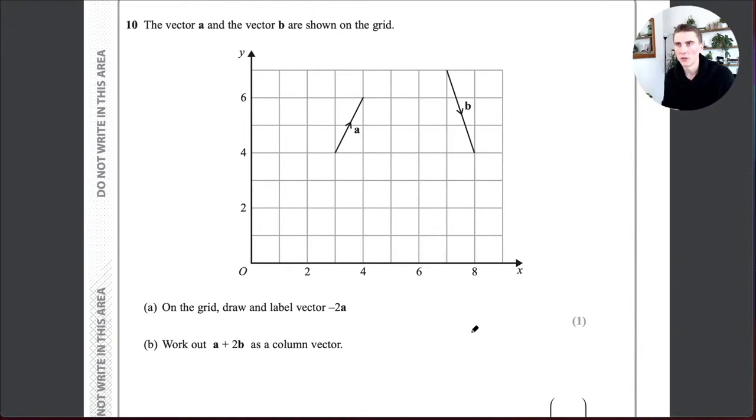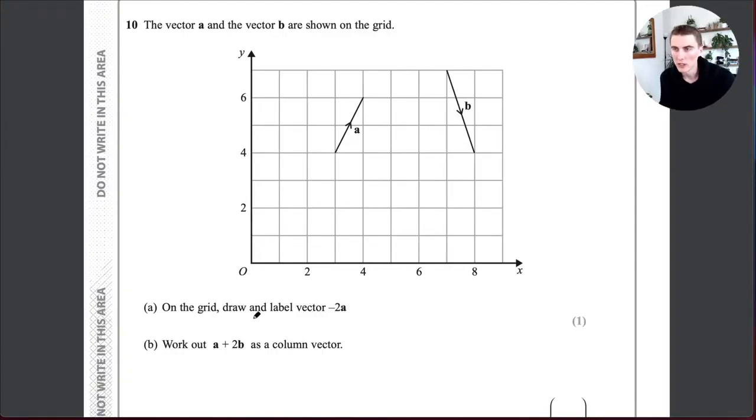All right, so vectors. It says here, the vector A and the vector B are shown on the grid. And part A says on the grid, draw and label the vector minus 2a, and then we'll have to add them together. So if you haven't done vectors yet, don't worry, these are towards the end of the course, so you might not cover them. They basically show a movement. There's no real start and end position, they just show a movement.